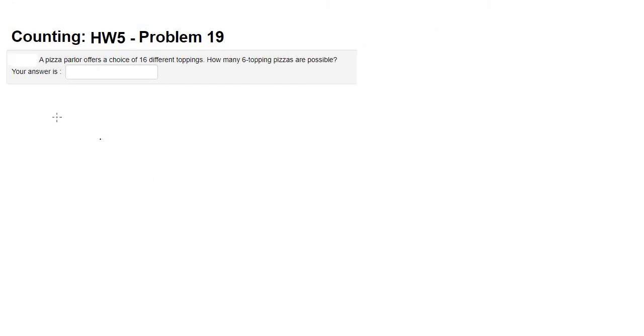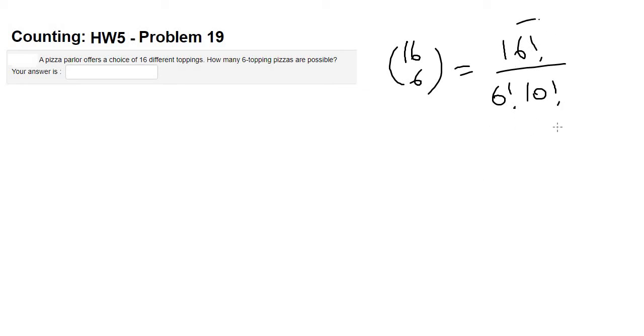Problem number 19. A pizza parlor offers a choice of 16 different toppings. How many 6-topping pizzas are possible? So we have 16 different toppings, and we would like to know how many different groups of 6 we can combine. It is 16 choose 6, and it is going to be this.